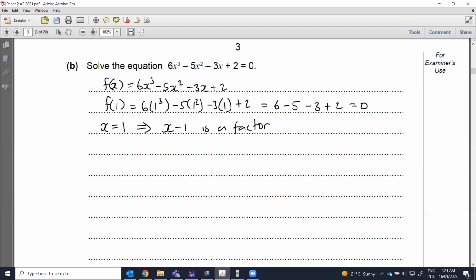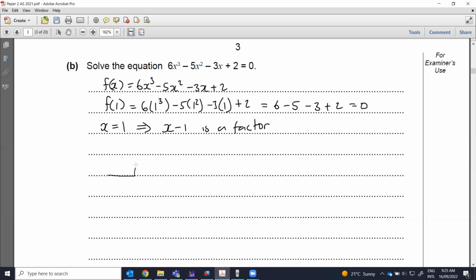First I write x is equal to 1 because that's the one I substituted. And then I take the 1 to the side where the x is, and then I say that that is equal to my factor. So you don't need to write is equal to 0. Okay, now that I found my factor, I'm going to use long division.